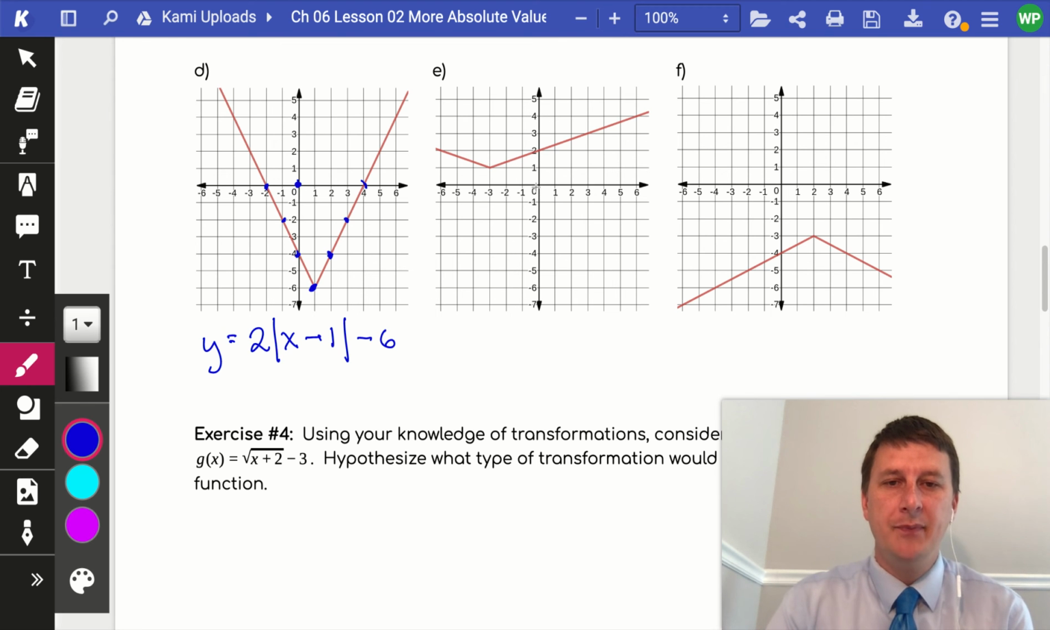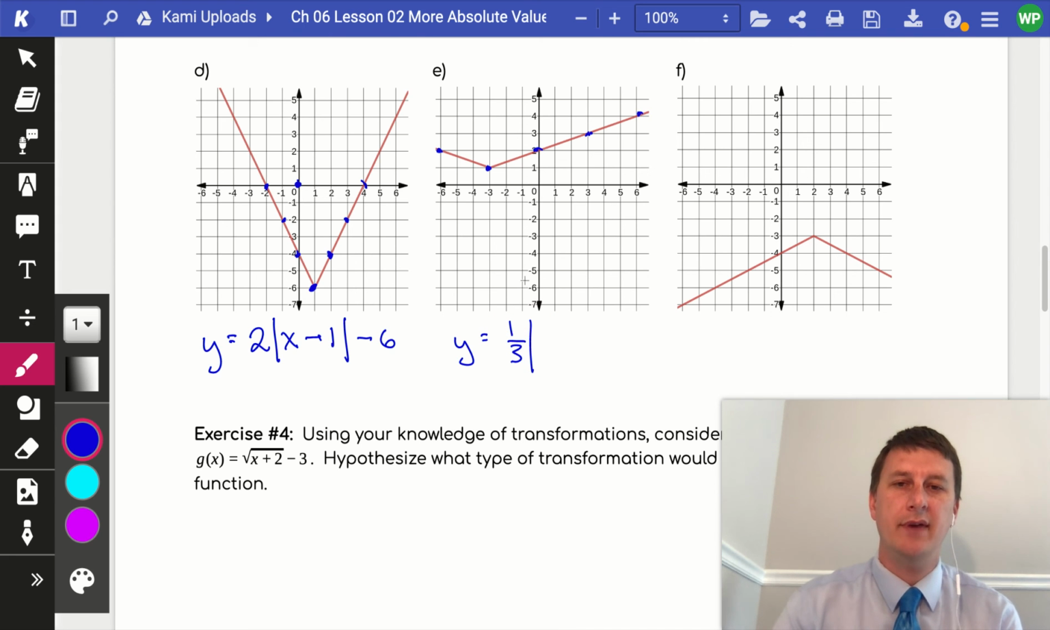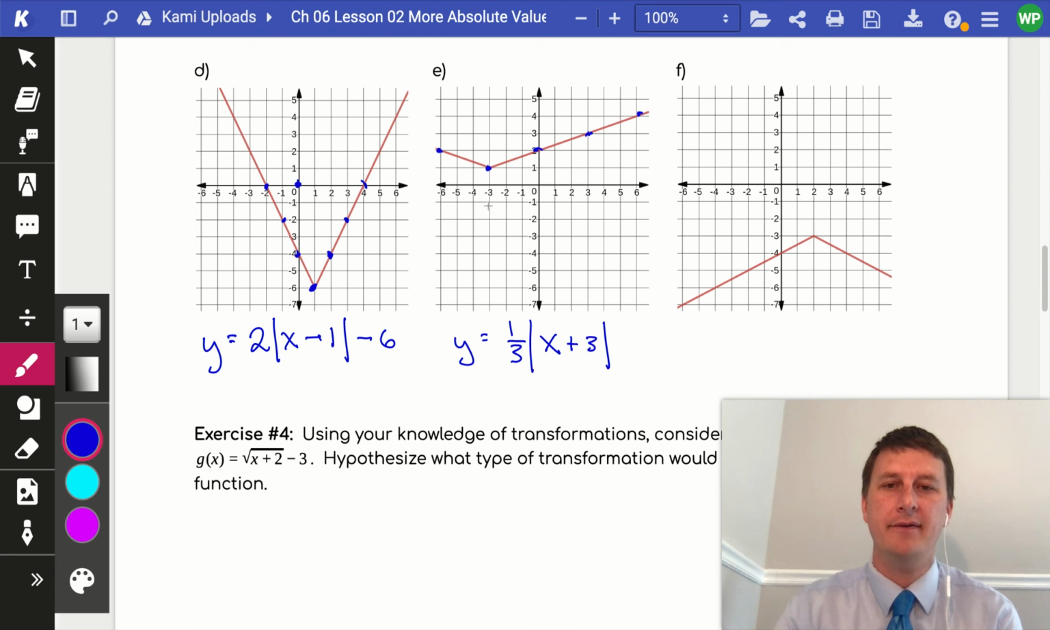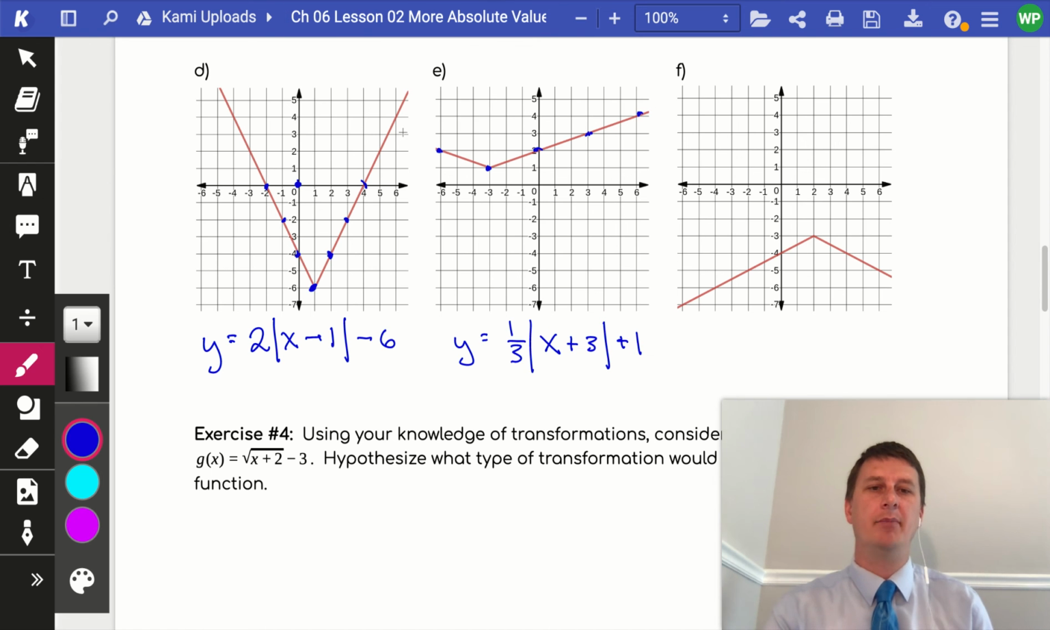Looking at part E, we have a different slope than 1. So we're going to start at our vertex and see what our slope is. It looks like we go up 1 over 3, and then up 1 over 3 again. So our equation is going to be y equals 1/3 times the absolute value of, let's see, well, we have x, and then we have to look at where this vertex was shifted. It looks like it was shifted left 3 units, so that's going to be adding 3 inside to shift left. And then up 1 unit, which means we're going to add 1 on the outside to shift up.